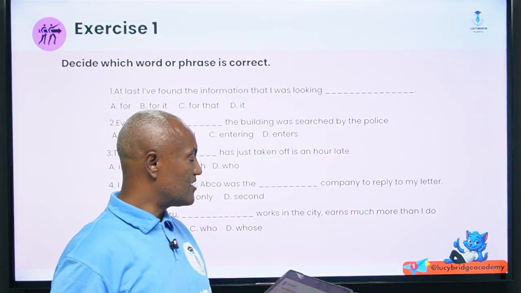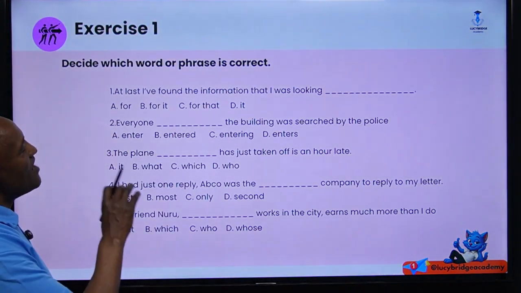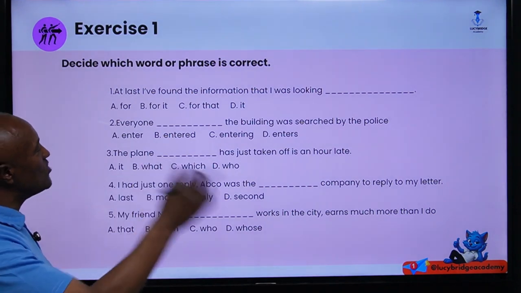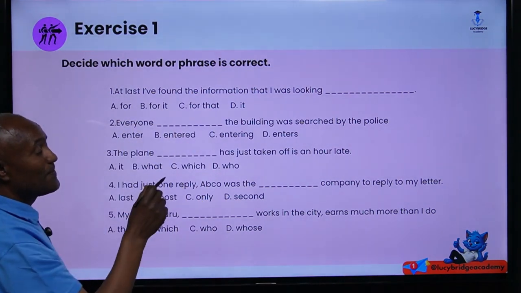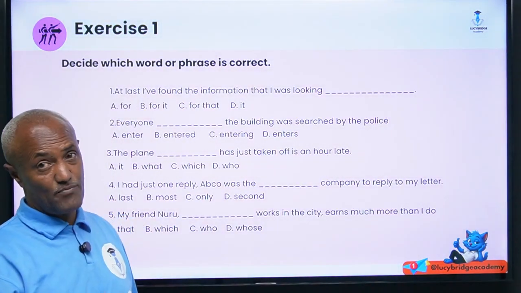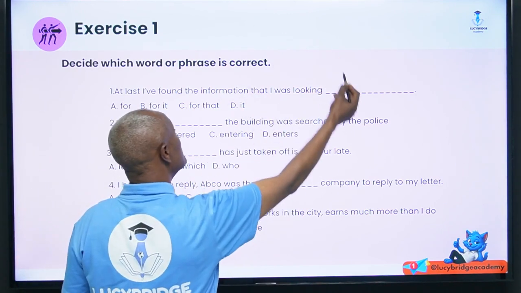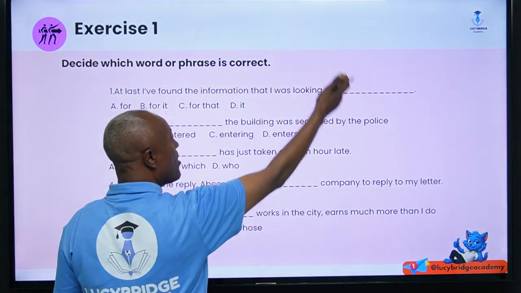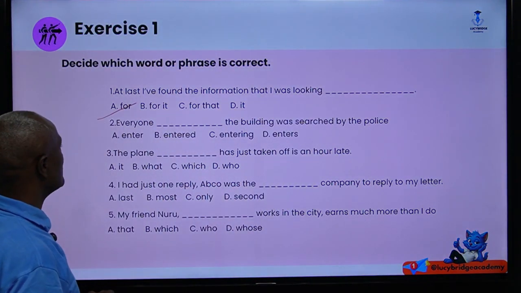So now, this is the question that I have. "At last, I found the information that I was looking for." Remember that a relative pronoun can serve as an object or a preposition. If it is an object or preposition, we don't write the object again. Therefore, the answer here is "for." Don't forget this one.